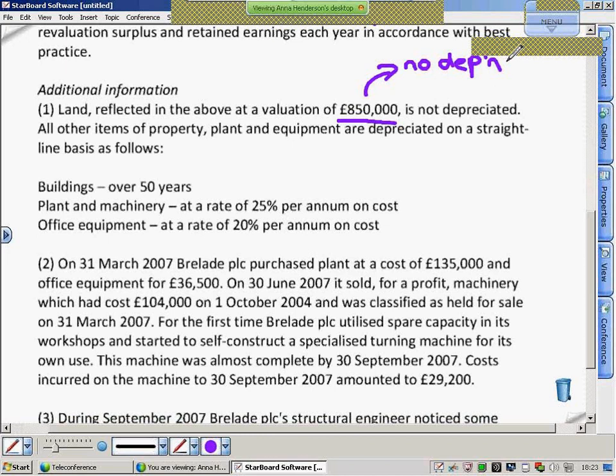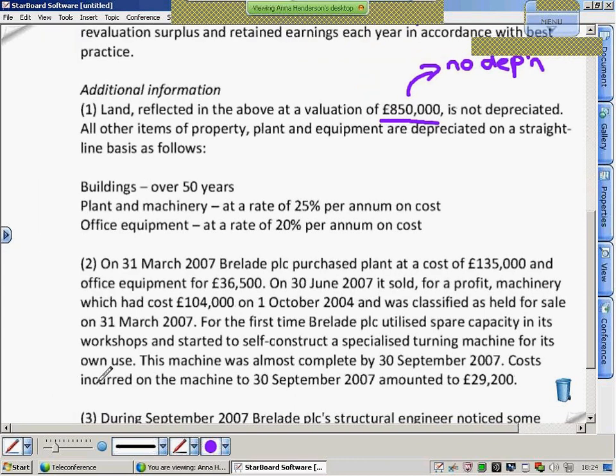All the items of property, plant and equipment are just depreciated on a straight-line basis as follows. So we've got 50 years for buildings, plant and machinery, office equipment. And what I would just do in the margin here then is make a little note for yourself of what each paragraph of additional information is actually talking about. So this paragraph is all about depreciation. Depreciation, as we're going to see shortly, is going to be something you're going to deal with last. Okay, but make a little note that that's what that's about.